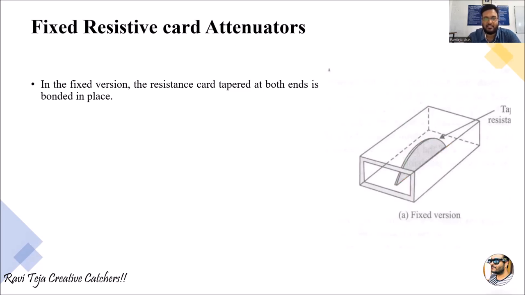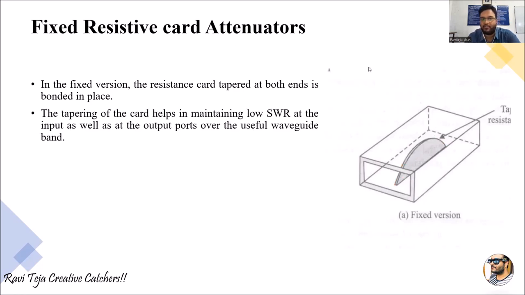In the fixed resistive card attenuators, the resistive card is tapered at both ends, as we have already seen. It is somewhat like a half semicircle. The tapering of the card, or this bump, helps in maintaining a low standing wave ratio at both the input and the output ports, which is especially useful for waveguide bands. So this tapering, or the smooth structure of the bump, maintains the standing wave ratios with respect to the input as well as output ports of the waveguide bands.